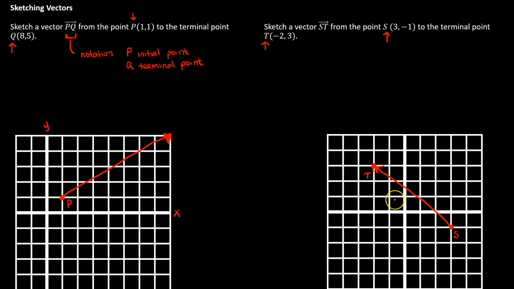So we have a new notation, that's our vector notation, where we name the vector using the initial point and the terminal point, and then we put a little arrow above it. So that's one of our vector notations.